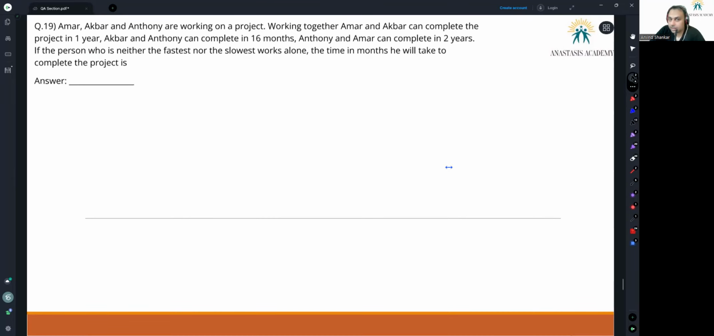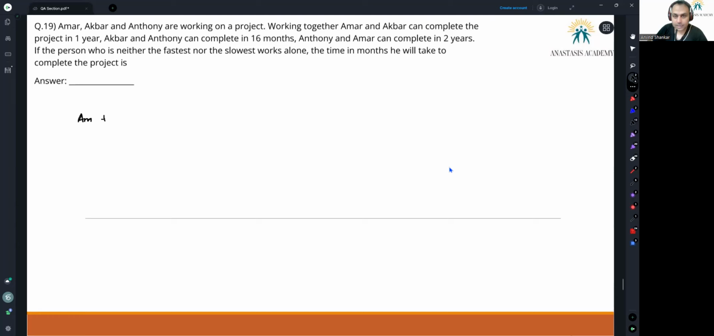Amar, Akbar, Anthony are working on a project. Working together, Amar and Akbar can complete the project in 1 year. Akbar and Anthony can complete in 16 months. Anthony and Amar can complete in 2 years. If the person who is neither the fastest nor the slowest works alone, the time in months he will take to complete the project is.